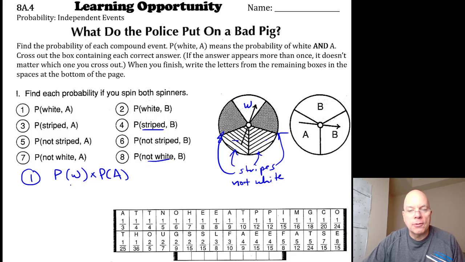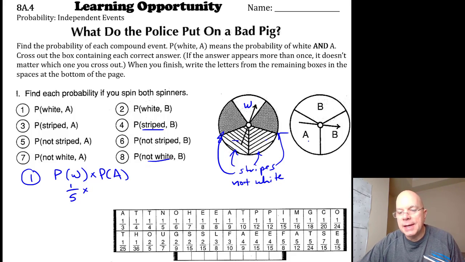But in any case, the probability of white is 1/5. The probability of spinning A on the second spinner is 1/3. I think you need a little bit more room than right here to show your work. But in any case, 1/15 would be the answer to problem 1.